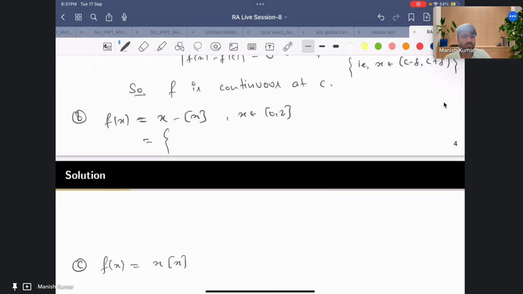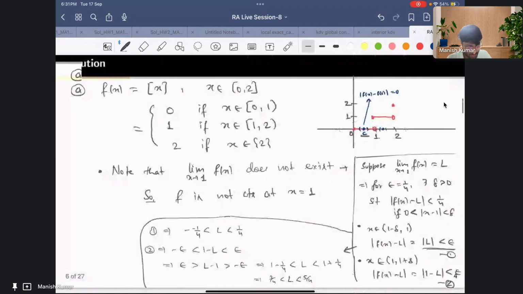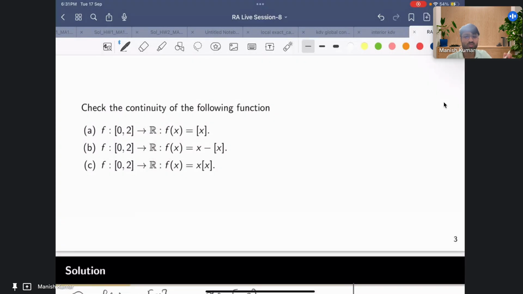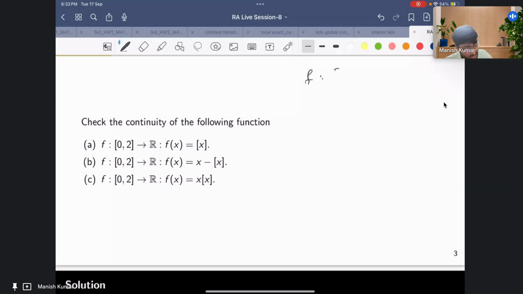Sir, for option A, the answer is f is not continuous. I have written it vaguely, "check the continuity." When I say check the continuity, it means at what point it is continuous and at what point it is discontinuous, because continuity is a pointwise property. You never say that f is discontinuous just directly. When it is continuous on the whole domain, we just say that the function f is continuous.